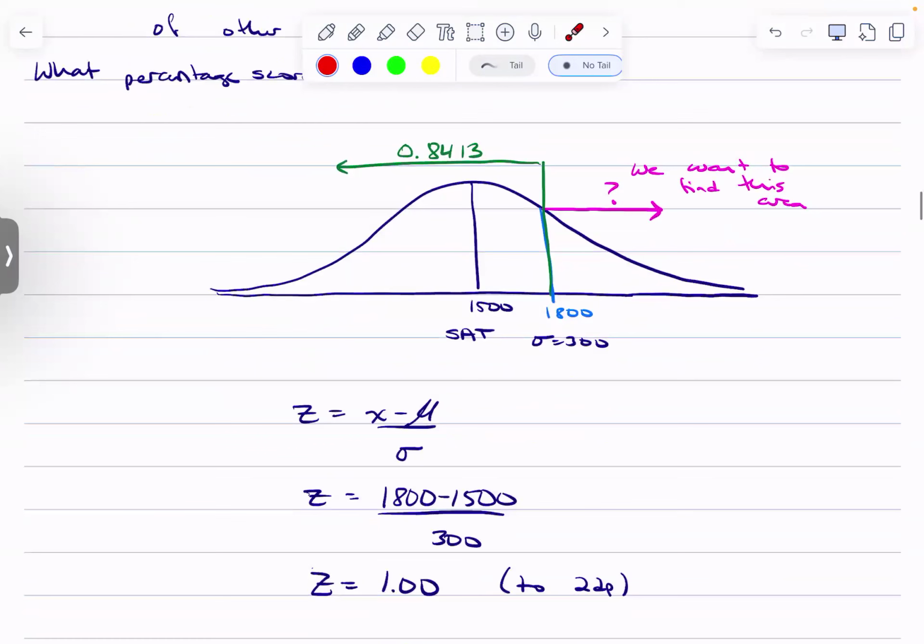So then, what does this area become? Knowing that the total area is 1, 1 minus 0.8413 is what? 1 minus 0.8413 is 0.1587.